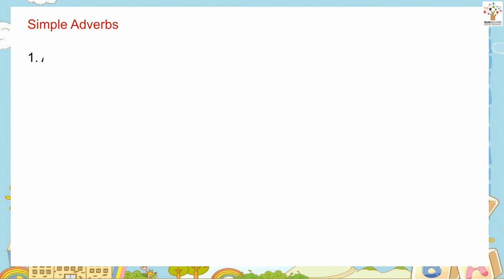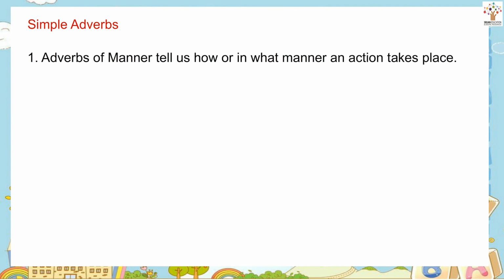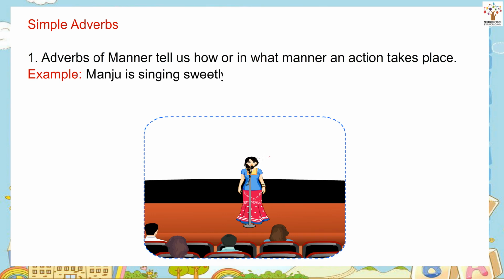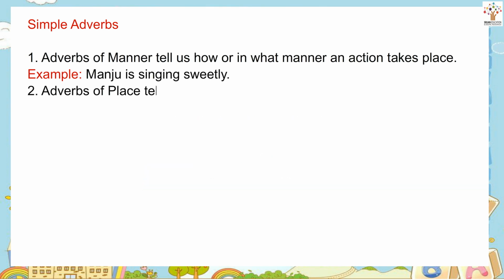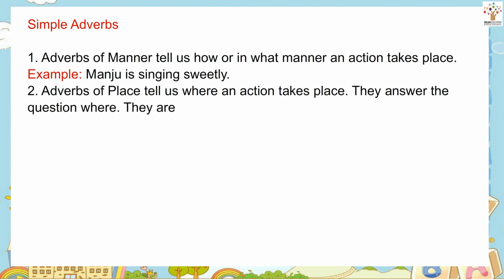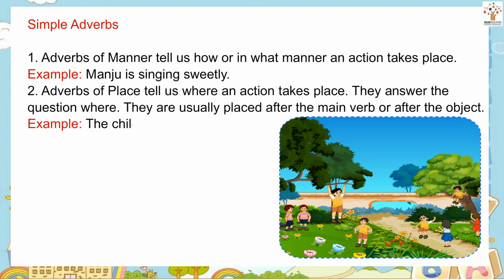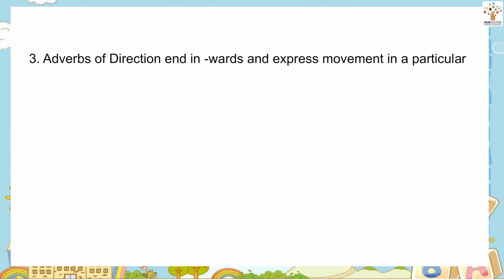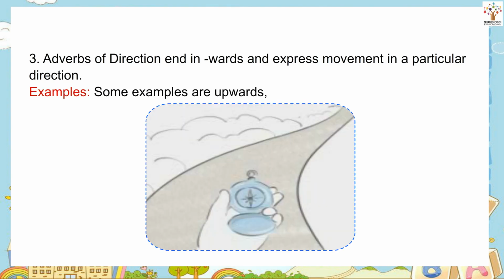Simple adverbs. Adverbs of manner tell us how or in what manner an action takes place. Example: Manju is singing sweetly. Adverbs of place tell us where an action takes place. They answer the question where. They are usually placed after the main verb or after the object. Example: The children are playing outside. Adverbs of direction end in wards and express movement in a particular direction. Some examples are upwards, homewards, southwards and inwards.